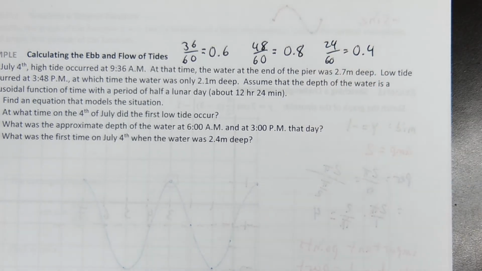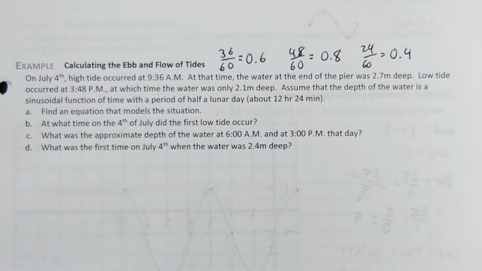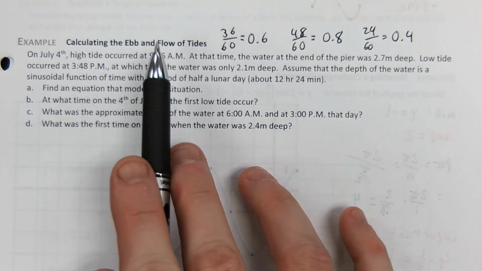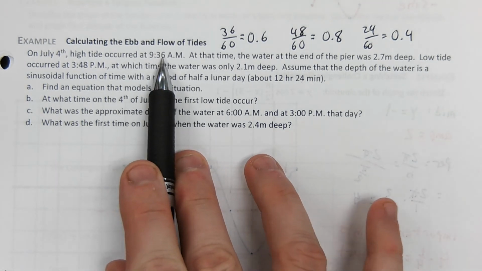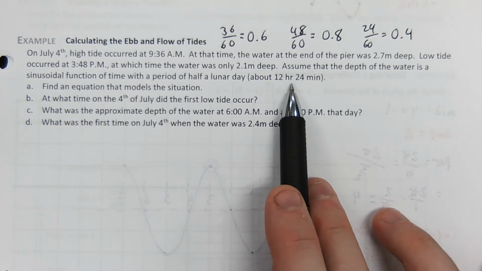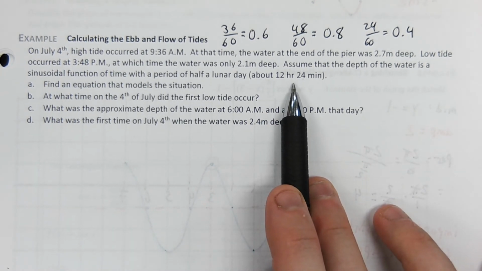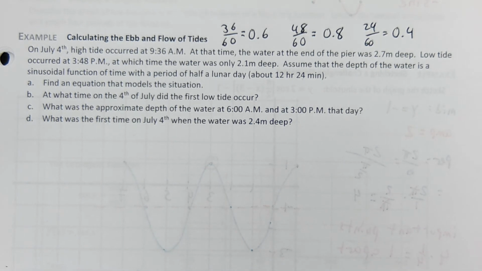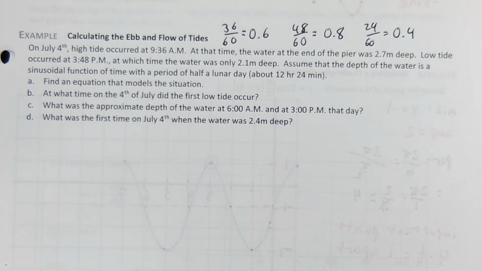Those are just the decimals of our times. So the times that we're working with here: 9.6, 15.8, and a period length of 12.4. Does all that make sense? You know what? I think we need a picture. We need a picture, okay?